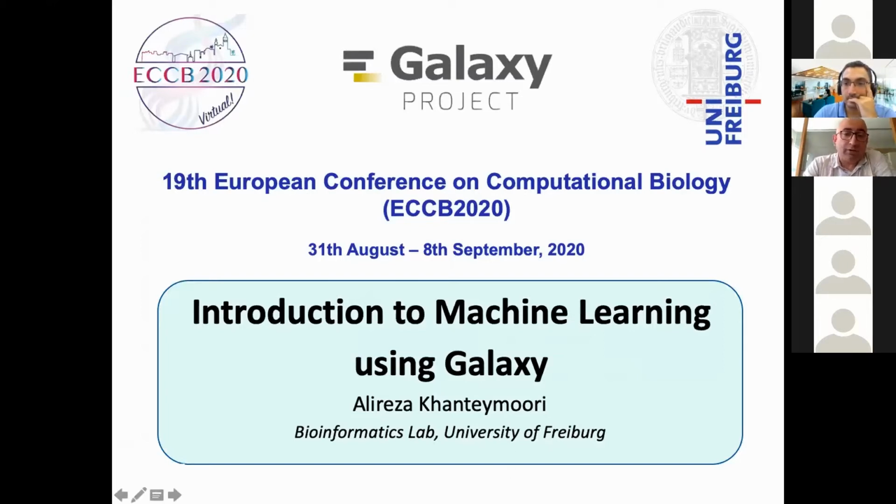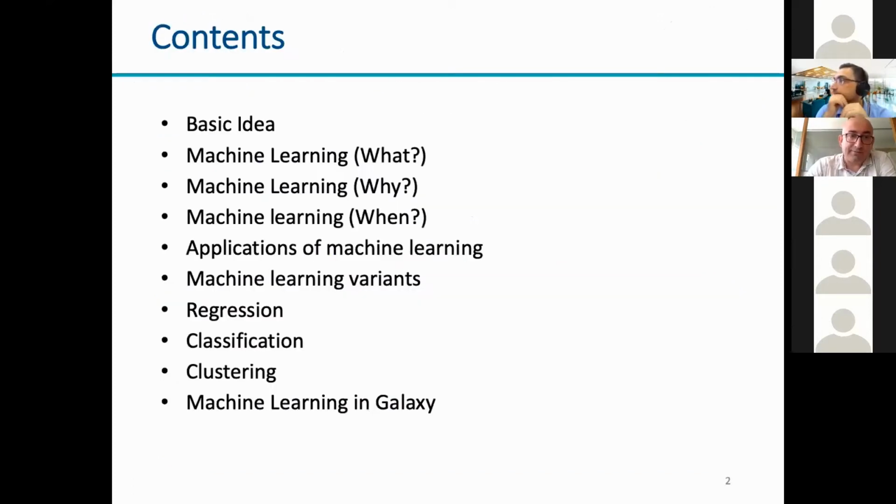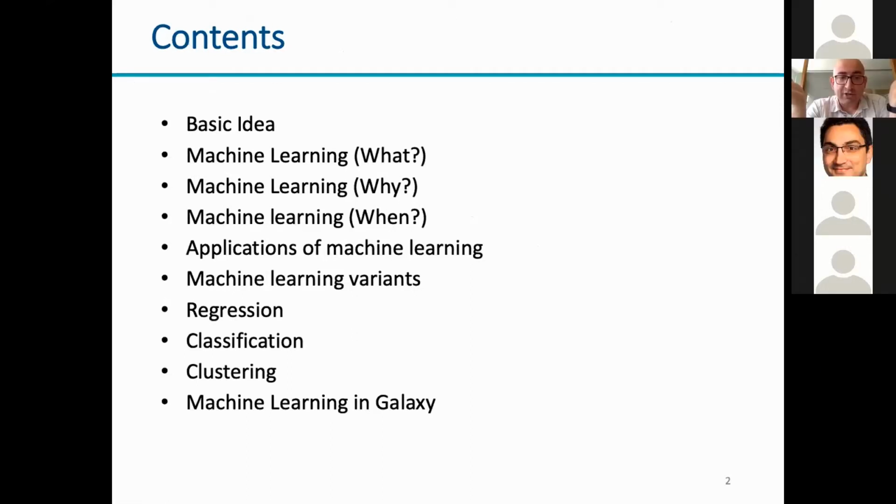I want to talk a little bit about machine learning and the theory behind it, and what the facilities in Galaxy are for using and developing machine learning workflows. Of course, I won't go into the details because we don't have enough time, but I want to give you a general overview of machine learning algorithms. First, I will start with the basic idea behind machine learning. What is machine learning? Why are we using it? And when are we going to apply machine learning algorithms? Then some applications of machine learning in different areas, especially in bioinformatics, and variants of machine learning algorithms, such as regression, classification, and clustering, which will be covered in this workshop, and also machine learning in Galaxy.